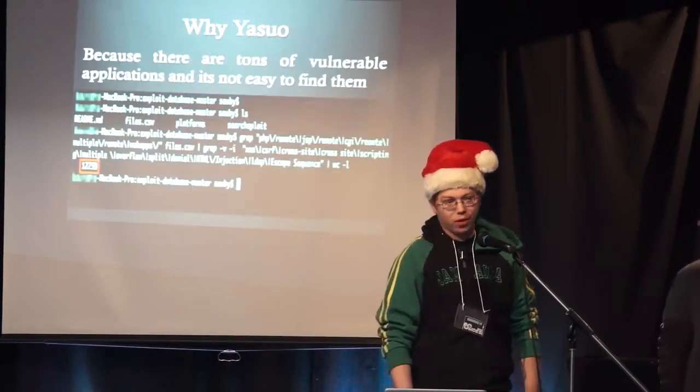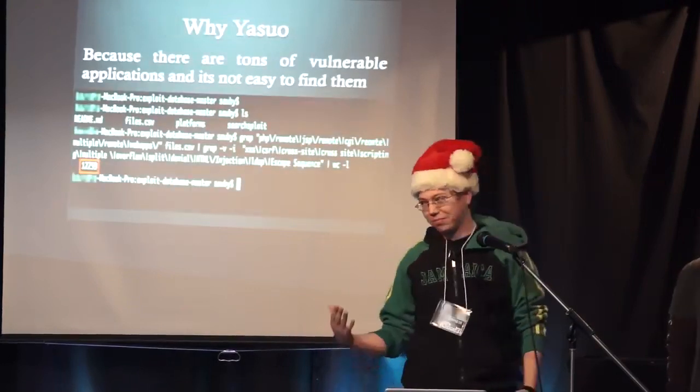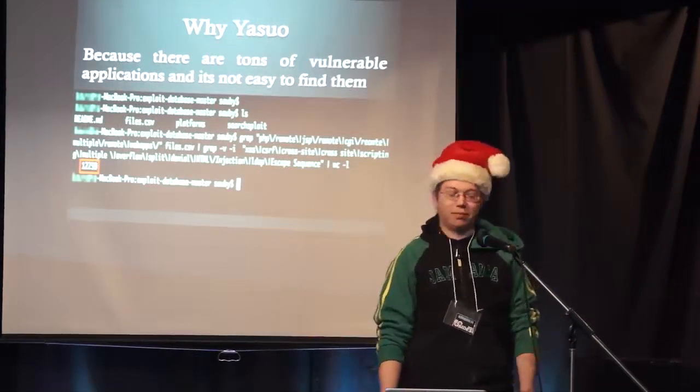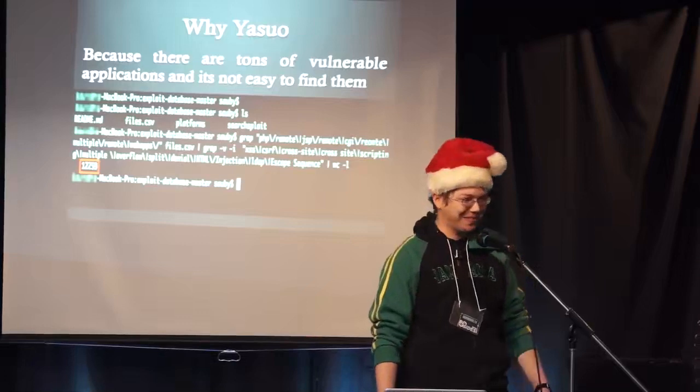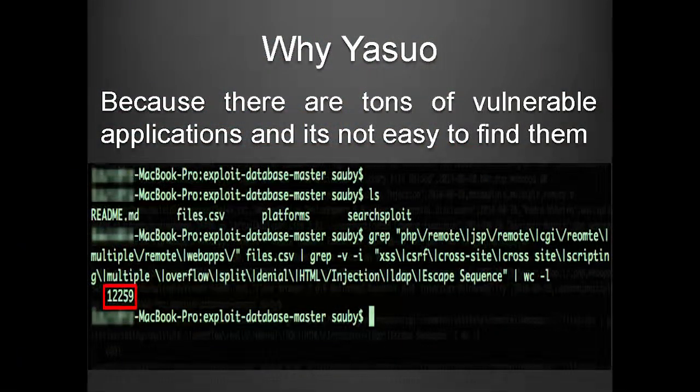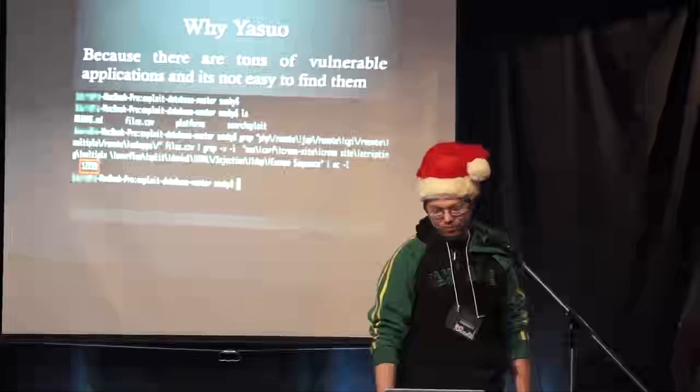Like I said, why did we write it? 12,000 entries. That just speaks for itself. So, like I say, these 12,000 entries are for remote web apps that are not XSS and CSRF. These are all exploits that are remote code execution, SQL injection, local file inclusion, remote file inclusion, all that fun stuff that gets you the shell.